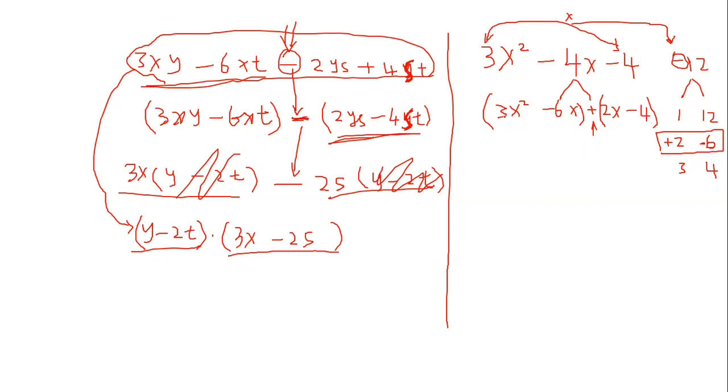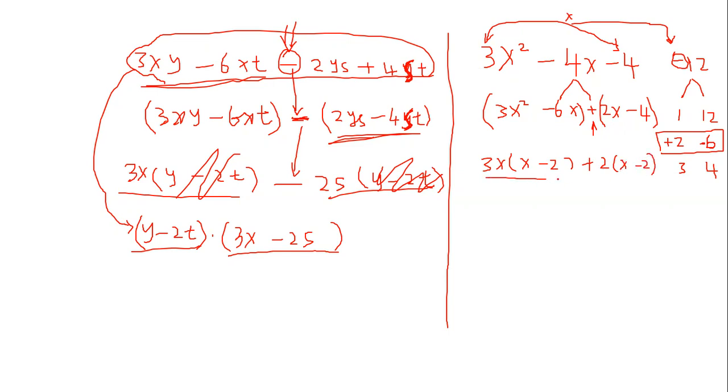Now for the first group, 3x squared and -6x: 3 is in common, and both have x, so x is in common. Take out 3x. So 3x squared, take out 3x, is x. And negative 6x, take out 3x, is negative 2. When you take it out, you have to divide. Then bring down the addition sign. Then 2x and negative 4 can both be divided by 2. So take out 2: 2x take out 2 is x, and negative 4 take out 2 is negative 2.